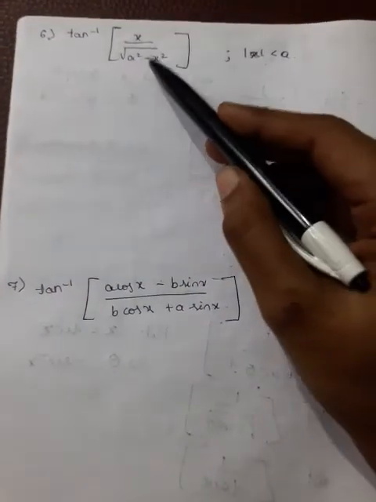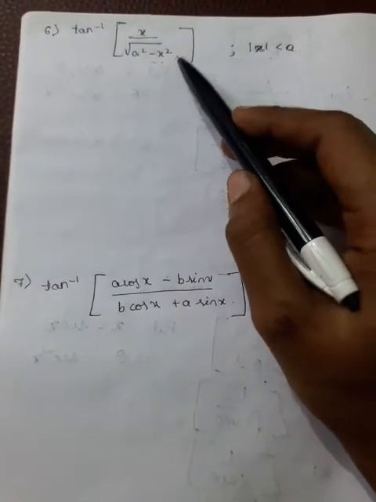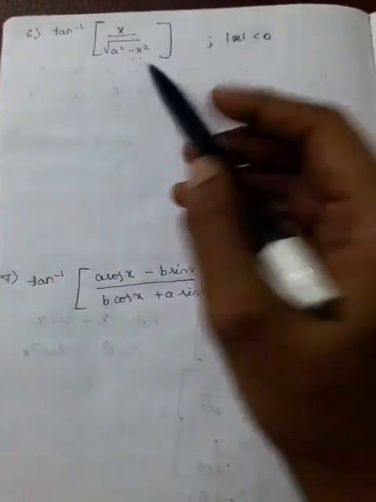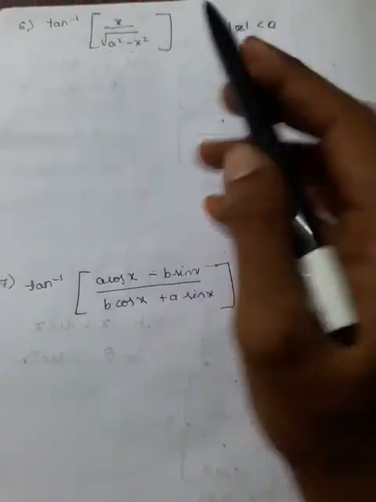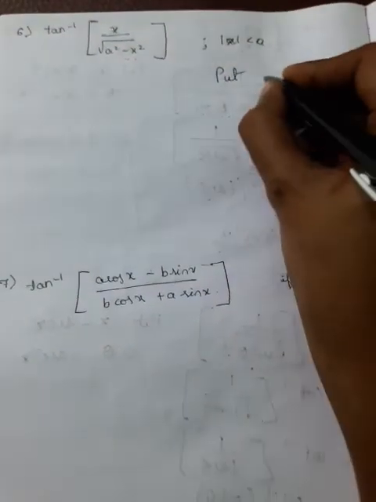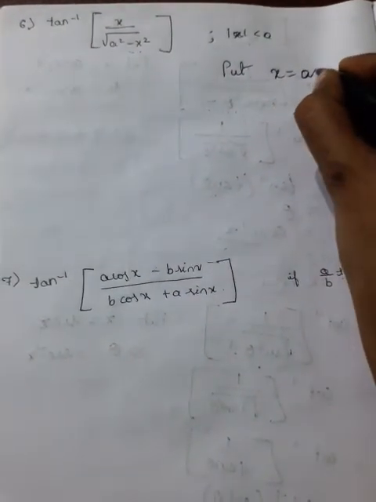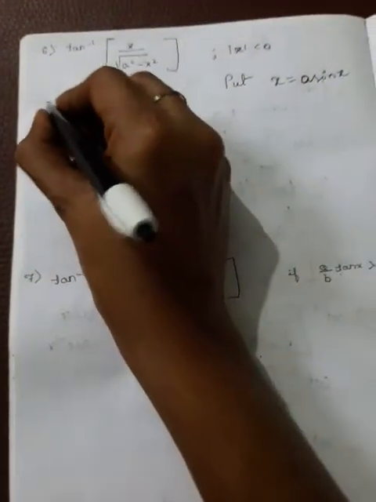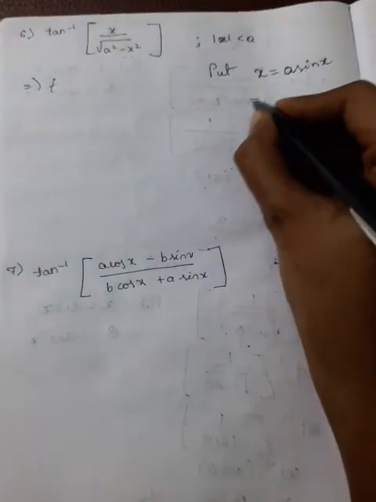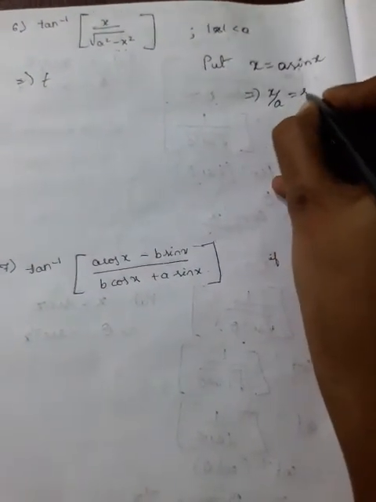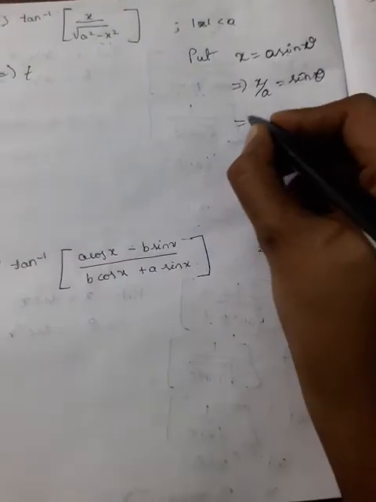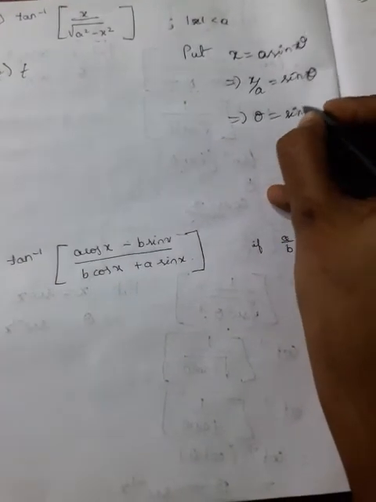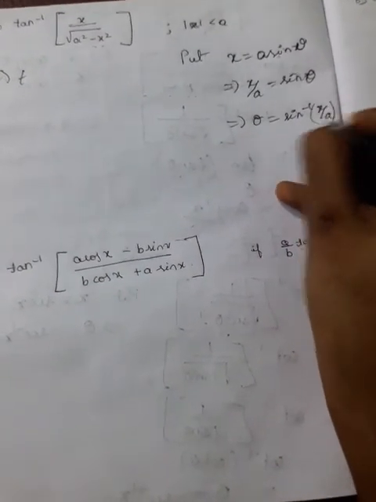The next problem is tan inverse of x divided by square root of a square minus x square. A square minus x square is there. In the numerator also x is there. Here a square minus x square is there. Therefore put x equal to a sin theta. That implies x by a equals sin theta, which implies theta equals sin inverse of x by a.